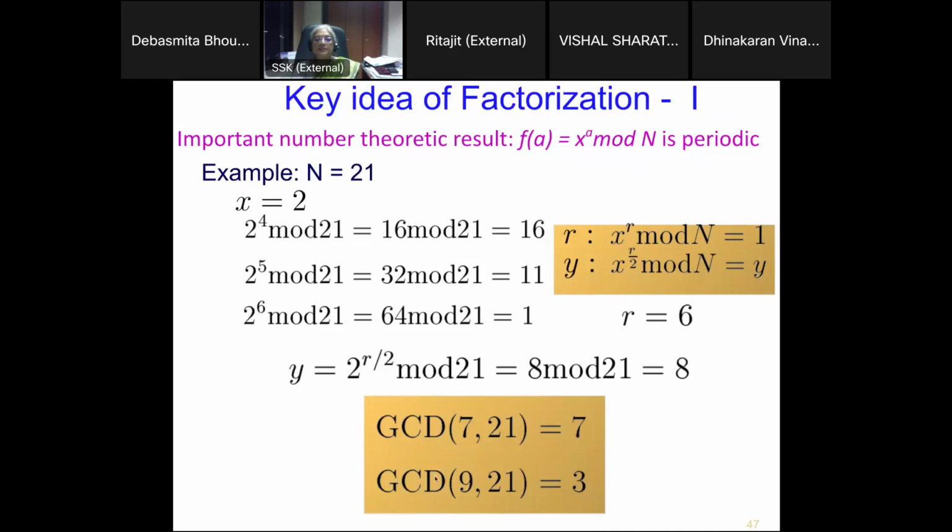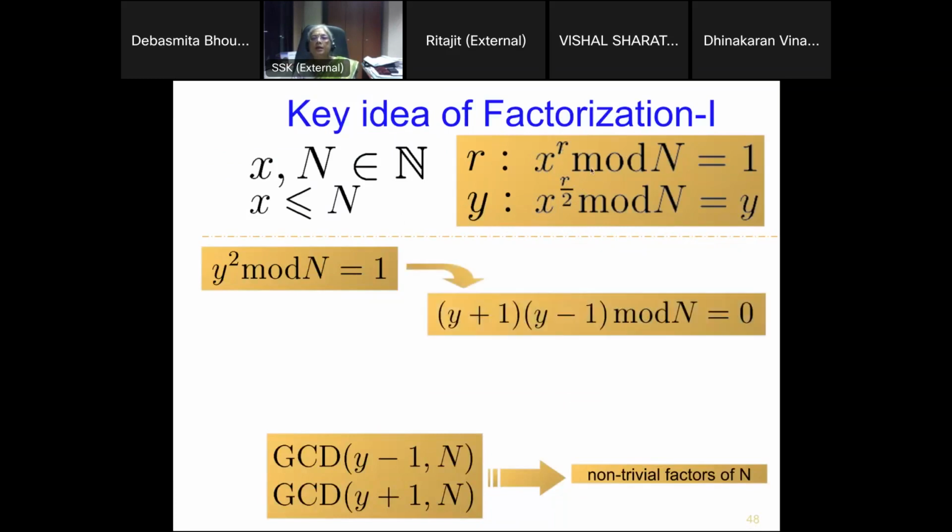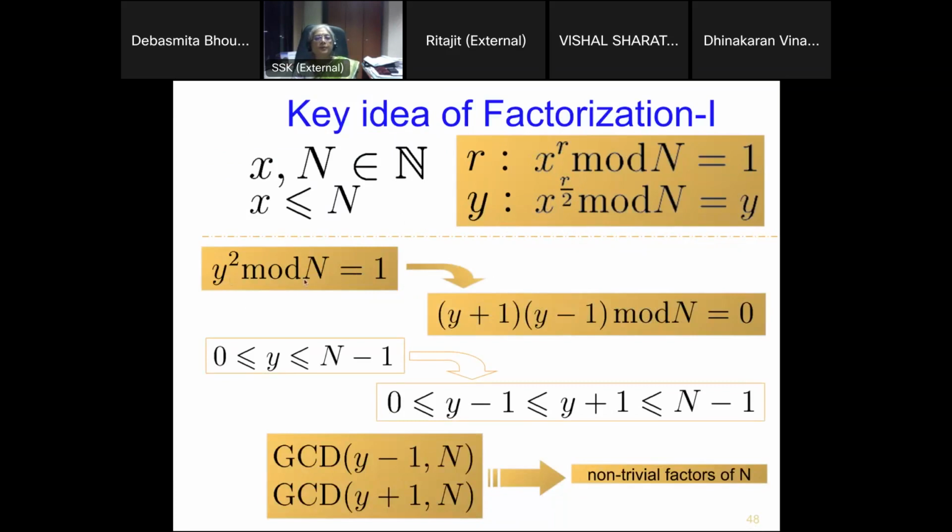Now, this is not magic. This is just middle school or primary school arithmetic. Why? Because this is what y was. And therefore, y squared modulo n, since y is x^(r/2), is x to the power r, which is equal to 1. Now y squared minus 1 is y plus 1 times y minus 1, modulo n, that is equal to 0, right? Because I took the 1 out on this side, and therefore modulo n would be 0.